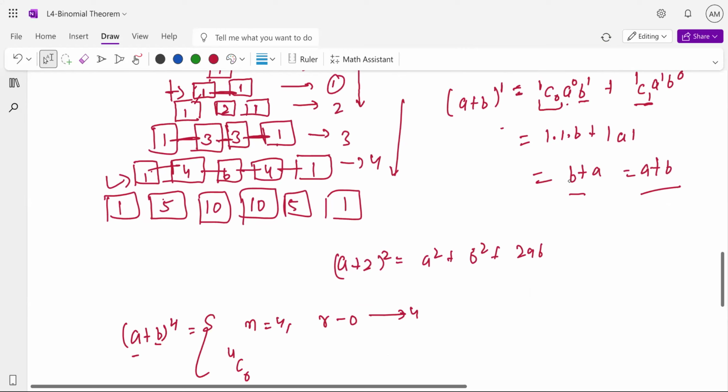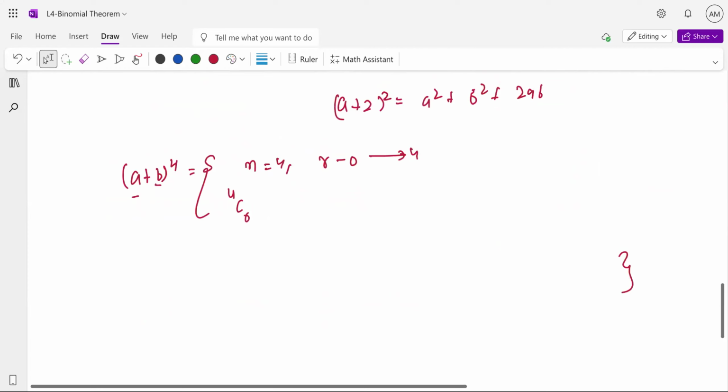At the end of the day, it's just a summation, so the final answer doesn't make any difference. But to make it look better, you start with a to the power n and b to the power 0. So it's 4C0 a to the power 4 b to the power 0, plus 4C1 a to the power 3 b to the power 1, plus 4C2 a to the power 2 b to the power 2, plus 4C3, I think it should be 3.